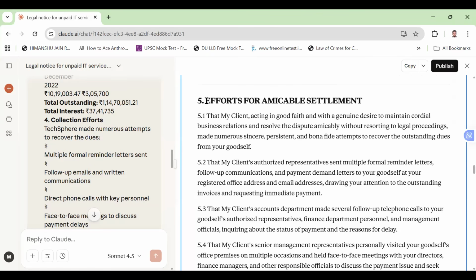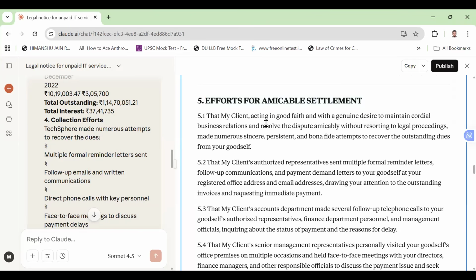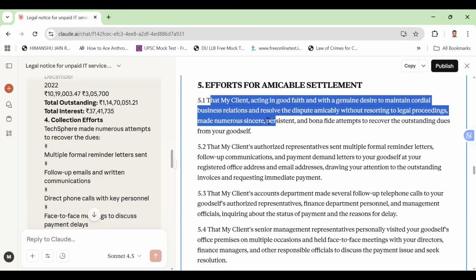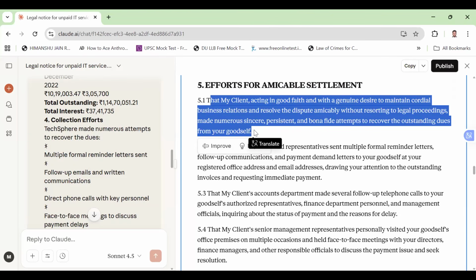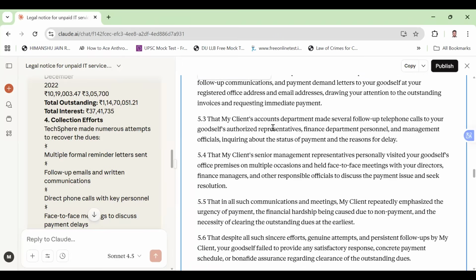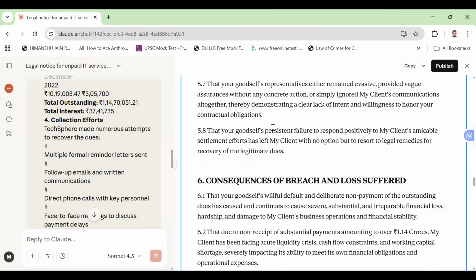Then we have written that we have tried our level best to seek an amicable settlement. I have already told you that amicable settlement is the settlement between parties before going to the court. It is written here that my client, acting in good faith with a genuine desire to maintain cordial business relations and resolve the dispute amicably, has given you multiple communications on your email and other channels, but since you are not honoring that, we have no other option than legal notice. And if you do not reply to this legal notice also, then we will be going to the court. That's the only option we are left with.